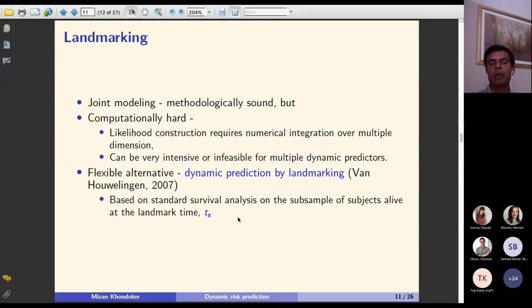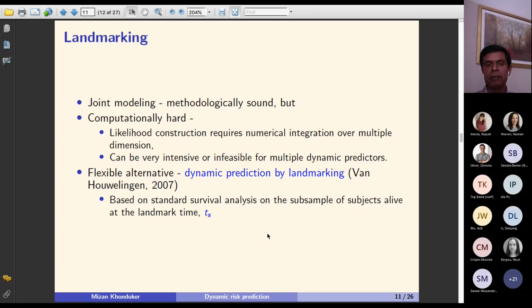So I'll be mainly talking about these two methods of dynamic prediction. One is the methodologically rigorous joint model. The other is computationally very elegant and efficient, but doesn't have a very strong theoretical basis. I want to see which one actually performs better, because the joint modeling has some limitations.